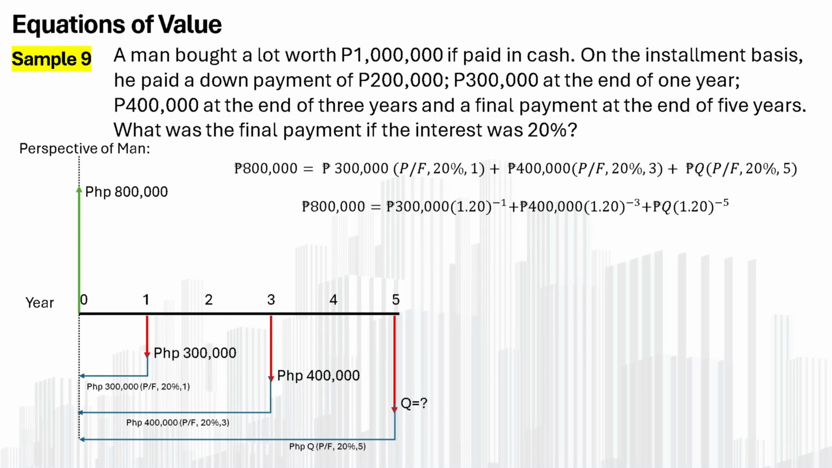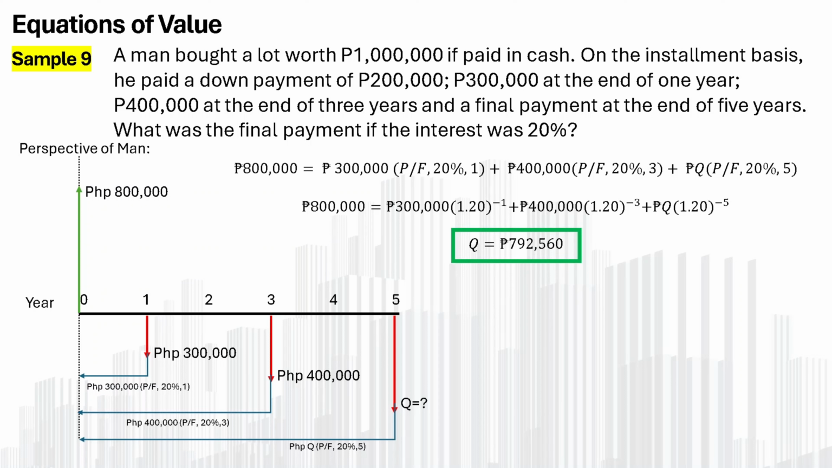Okay, so yeah, there we go, -5, and we will arrive with an answer of Q is 792,560. Now, if you add the values nito, actually magiging 799,990 point something yan. Pero still, if you round it off, magiging 800,000 pesos yan. Okay? So just to check kung tama yung nakuha yung Q dito, the sum of all the values on the right side of the equation should equal to 800,000. Okay? There we go. And don't forget to box your answers, okay?